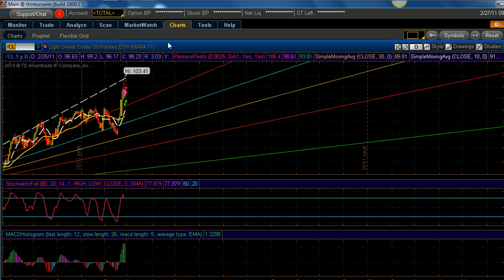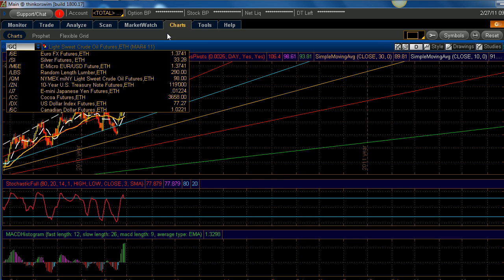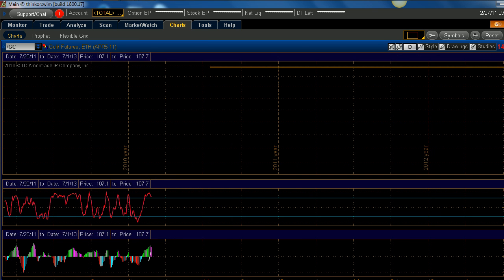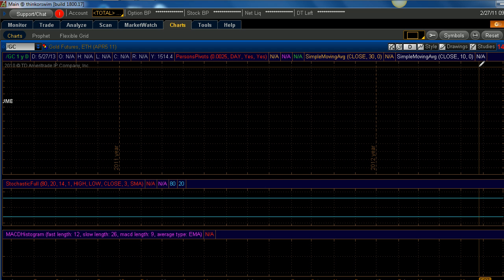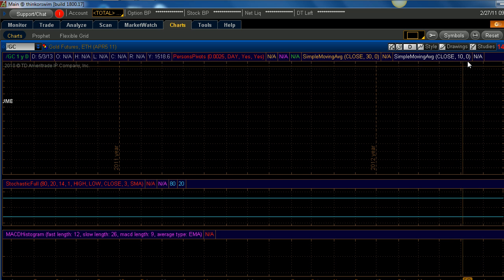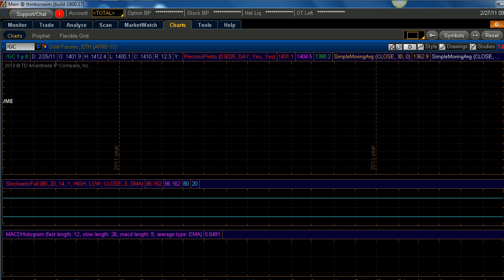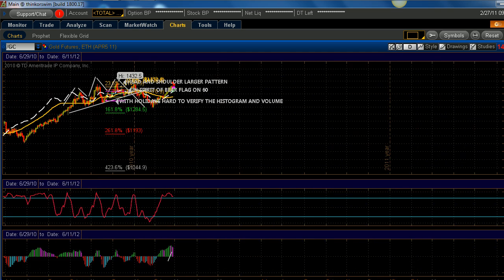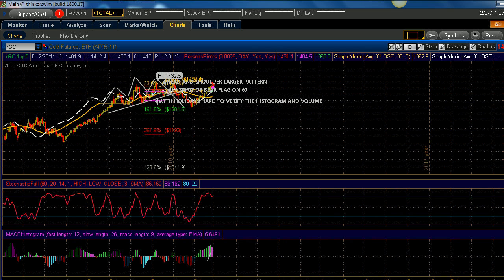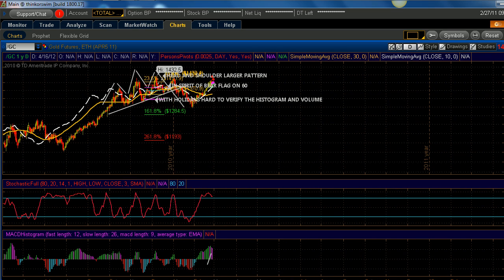And I have a lot of experience in crude oil and gold. So we do GLD a lot, which is the ETF for the gold futures. And as a matter of fact, let's go look at gold and see what we got going on here. Way over here a little bit. Now this is the daily.